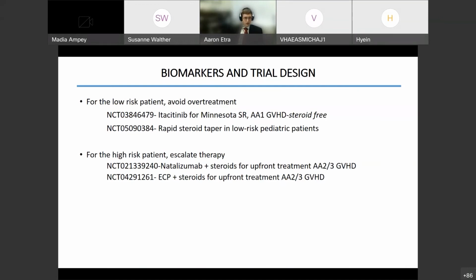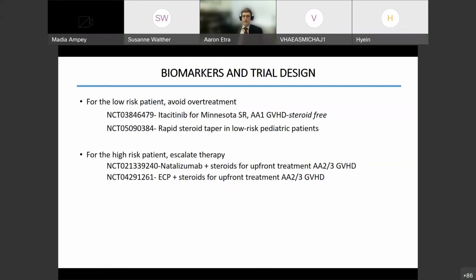So for the low-risk patient, you want to avoid overtreatment, right? So for the patient who's got mild disease that would have done well with relatively little therapy, do they really need to be on high doses of steroids for weeks and weeks and weeks, and in doing so, subject them to all the toxicities associated with that? Well, for the low-risk patient, we've had 2 trials open within the MAGIC Consortium. One of them is itacitinib, which is a selective JAK1 inhibitor, specifically for patients who are Minnesota standard risk, so they're clinically low risk, and they also are Ann Arbor 1, so they're biomarker low risk as well. And what's nice about this trial is it's completely steroid-free. The patients are not receiving systemic steroids at all.